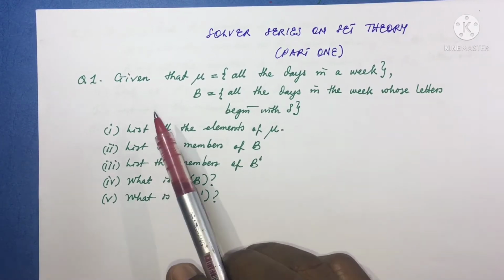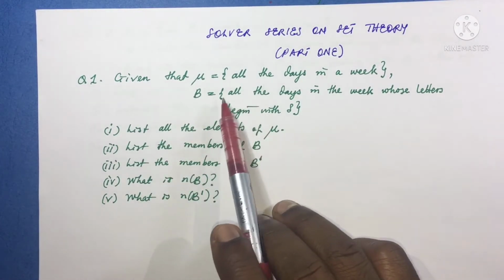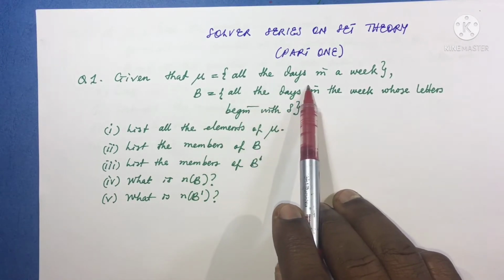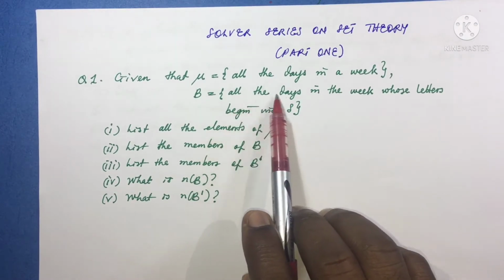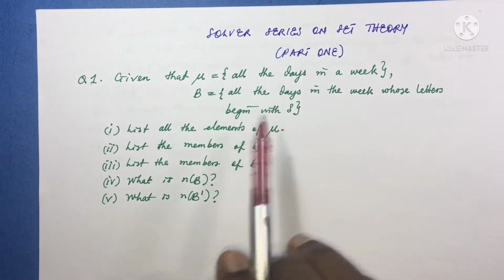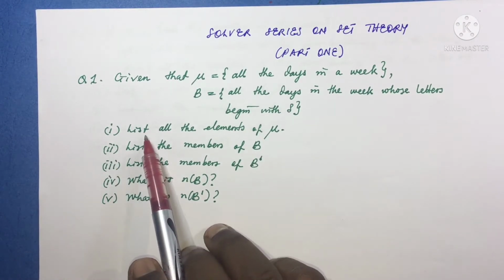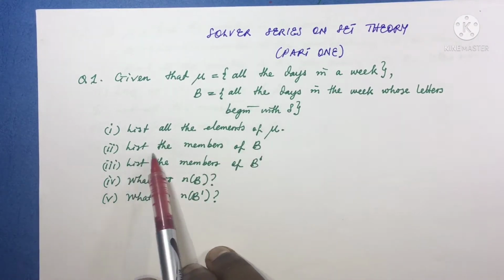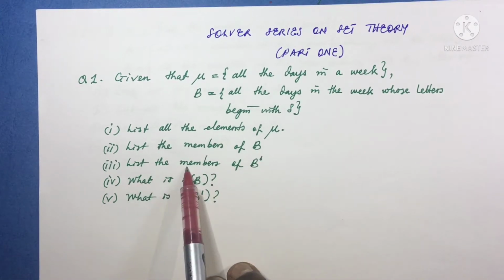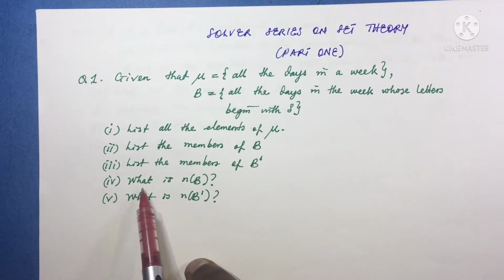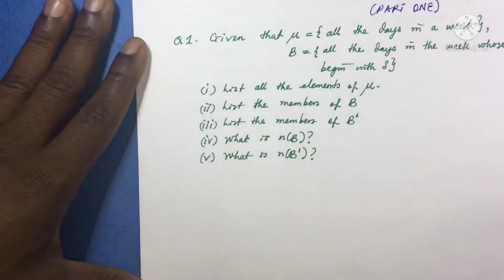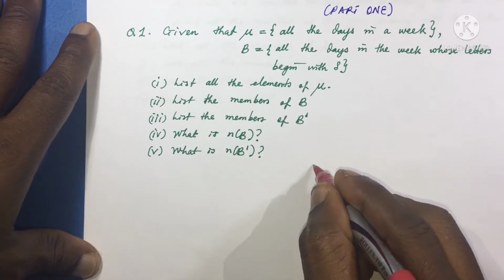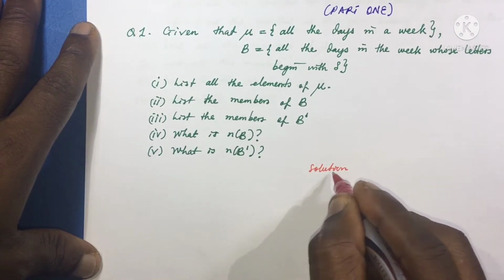Now the first question reads: given that mu, the universal set, is the set of all the days in a week, and B is a subset containing all the days in the week whose letters begin with S, then number 1, we are asked to list all the elements of mu. We are asked to list the members of B. We are asked to list the members of B prime or B complement. We are asked to obtain the cardinality of B and also the cardinality of B prime. So let's begin. Quickly, I'm going to start with a solution to this problem.